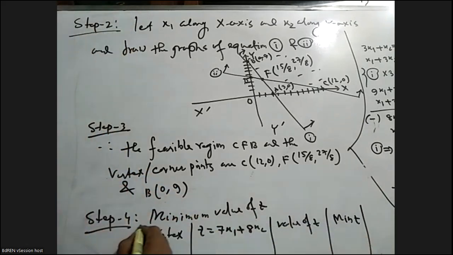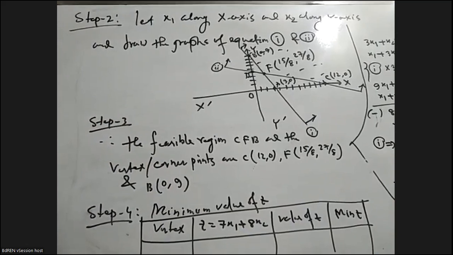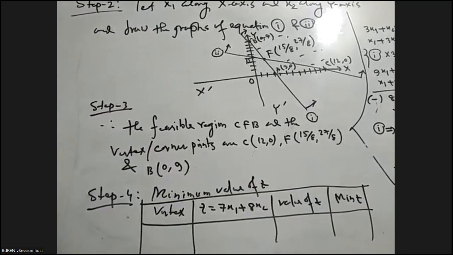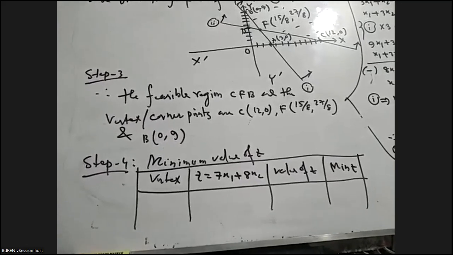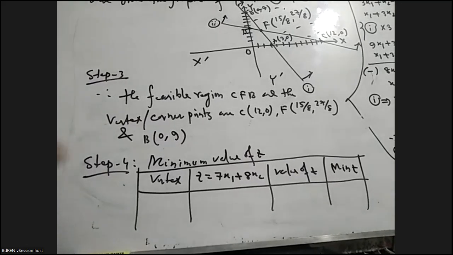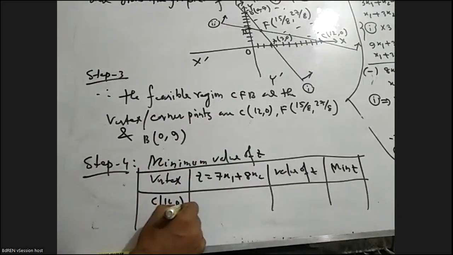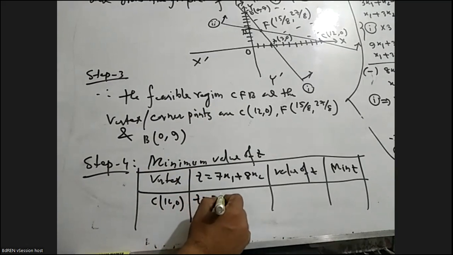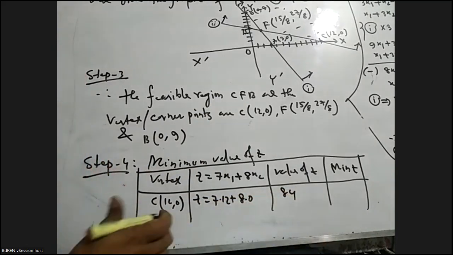So the table will look like this. Now, just putting the value of the points, we can find out the value of Z. First vertex point C is 12, 0. Z value: 7 multiplied by 12 plus 8 times 0. So the value of Z will be 84.